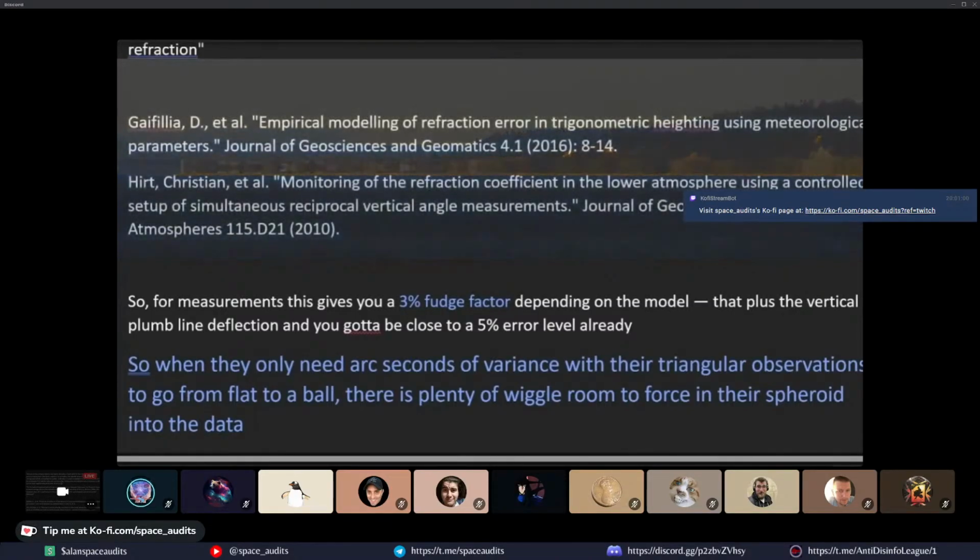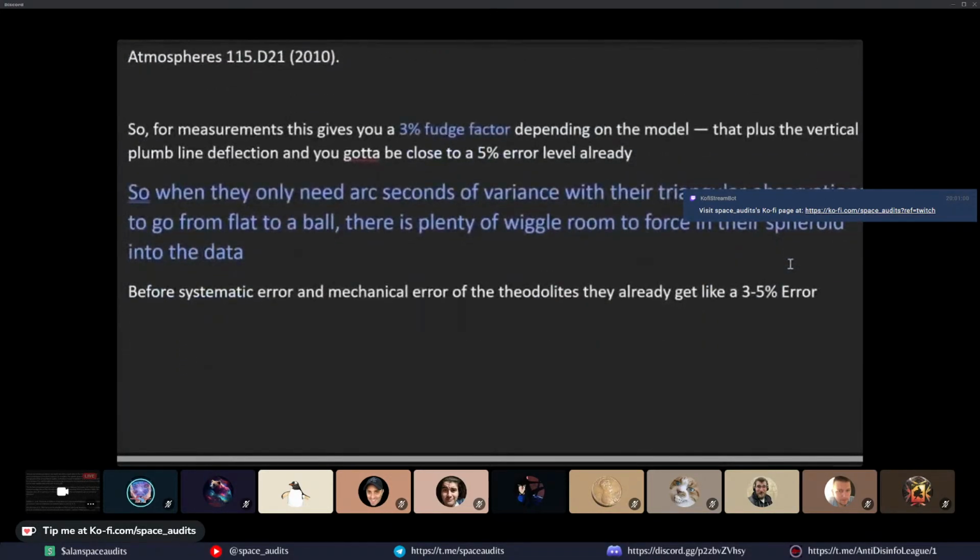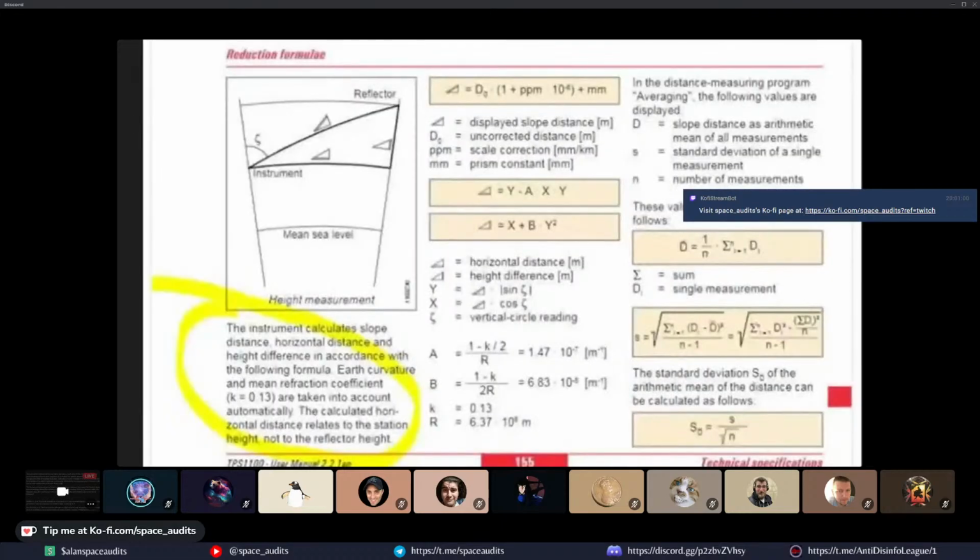So when you only need tiny arc seconds of variance within some of these observations optically to turn the standard flat surveying data into technically geoidal, geodetic survey data, meaning that the presence of a curve is necessary, there's a lot of wiggle room in their observations, in the application of the measurements, in the calculations, and in the whole process to make it happen, right? So you can see if you were trying to influence this to become a sphere, you have many stages and many opportunities along the way to do so, okay?